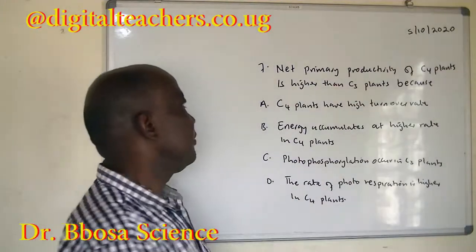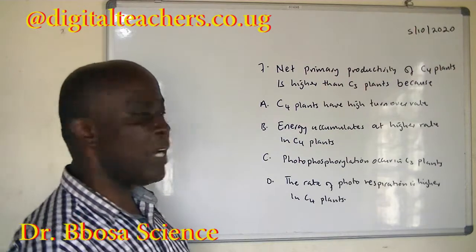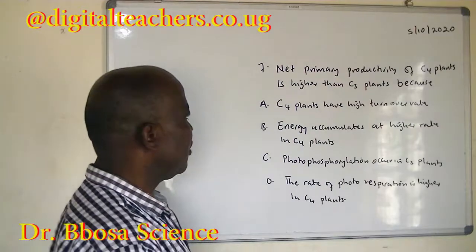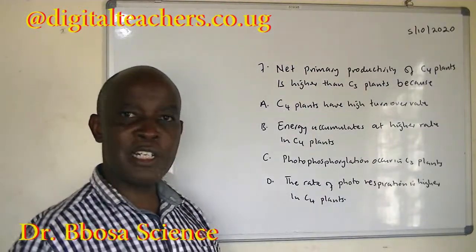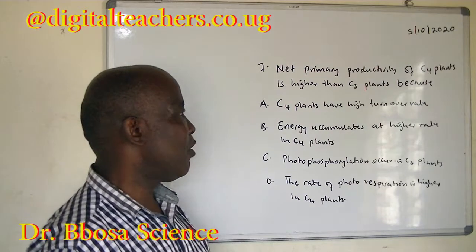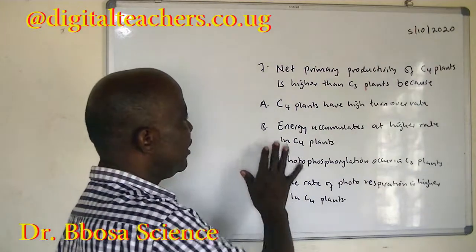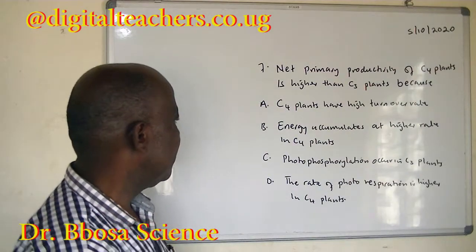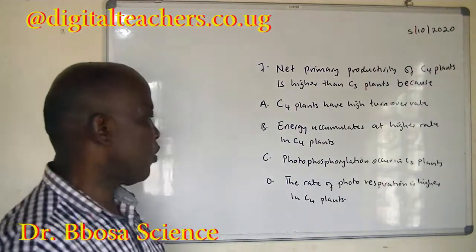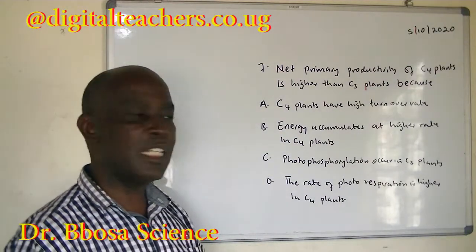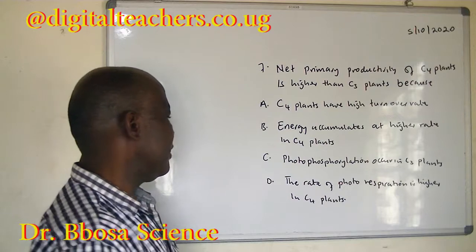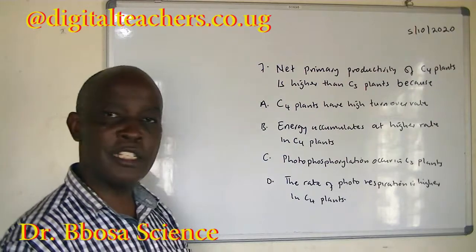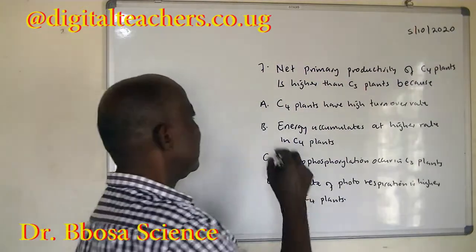Number 7. Net productivity of C4 plants is higher than that of C3 plants because A. C4 plants have got high turnover rate. B. Energy accumulates at high rate in C4 plants. C. Photophosphorylation occurs in C3 plants. D. The rate of photorespiration is higher in C4 plants. The answer is A.